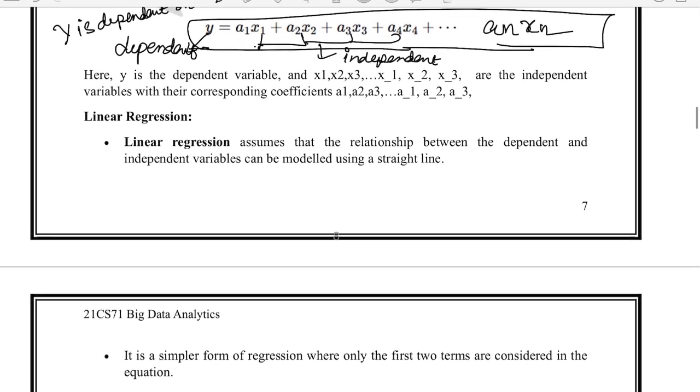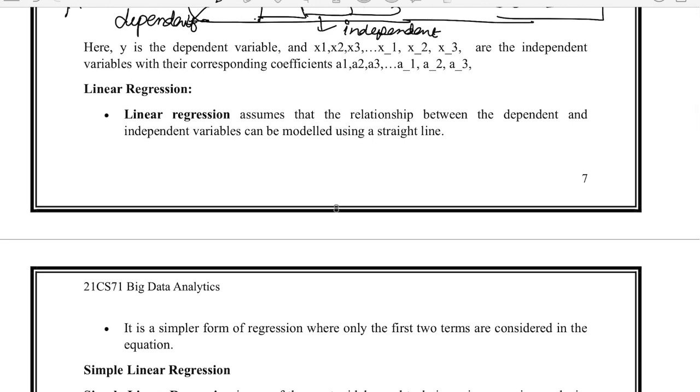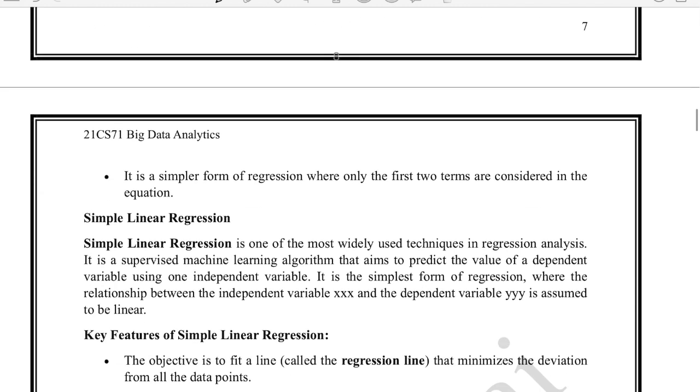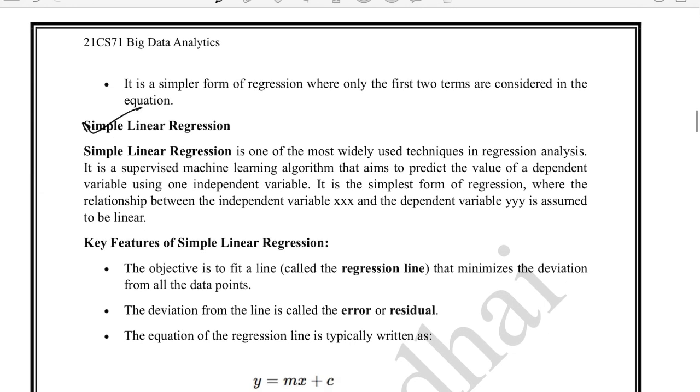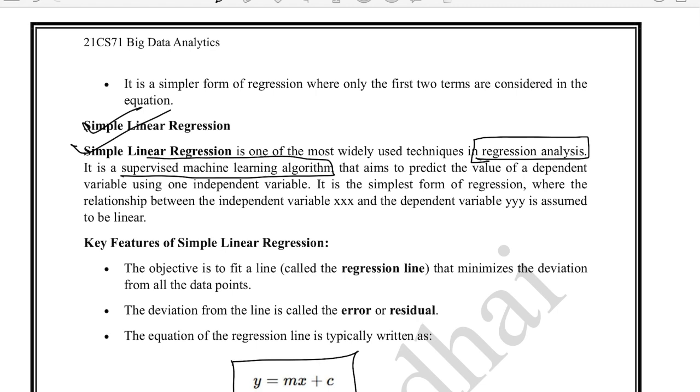Okay, linear regression, again the same thing, only you get a straight line here. This is already done. Simple linear regression is explained with the help of the formula y equals mx plus c. Let's see the definition. Simple linear regression is the most commonly used form of regression analysis. It is a supervised machine learning algorithm which predicts the value of a dependent variable using one independent variable.